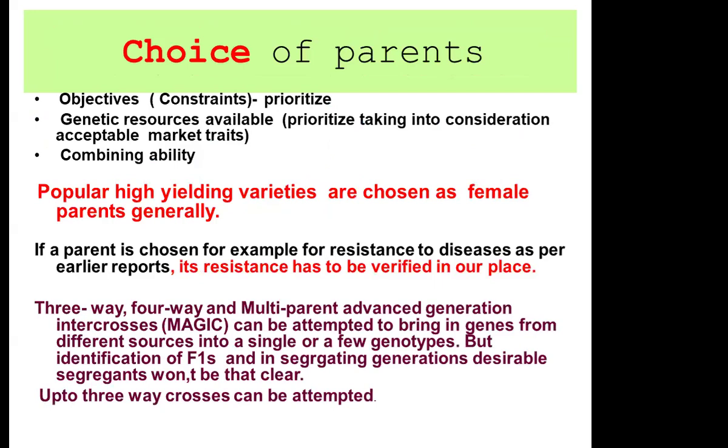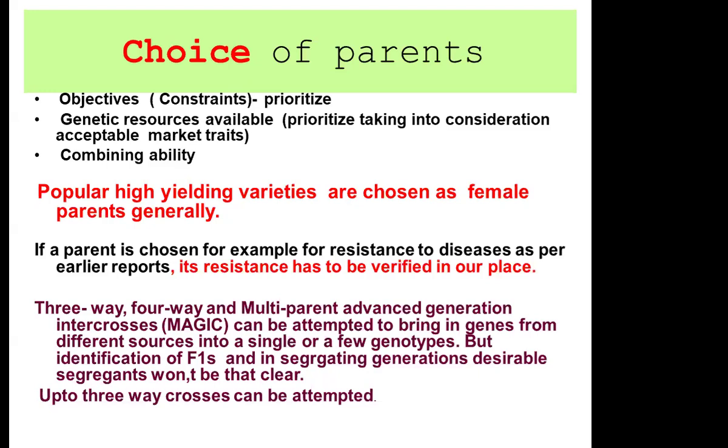Before we think of hybridization, we have to choose our parents. Choosing of parents has been dealt with in detail by Dr. Nikam and earlier speakers also. I just wanted to stress it again here. Objectives have to be prioritized before selection of parents: what we are going to breed for, and what the hybridization is for. We may have different constraints, but the major constraint has to be prioritized first.